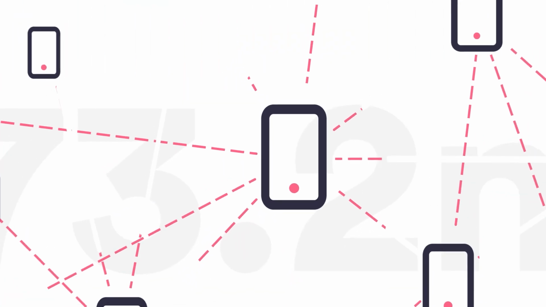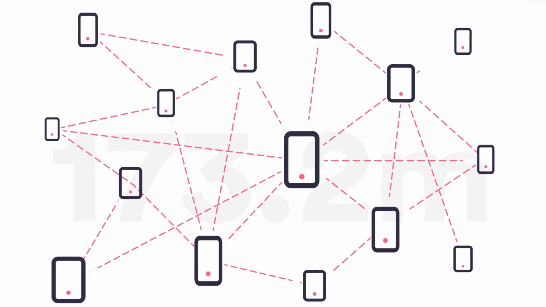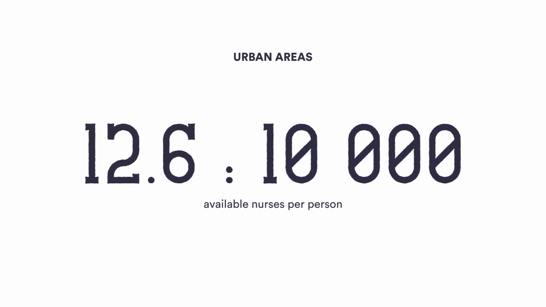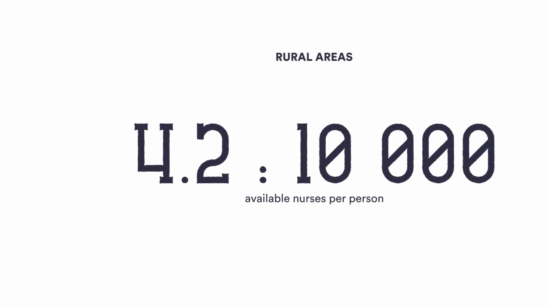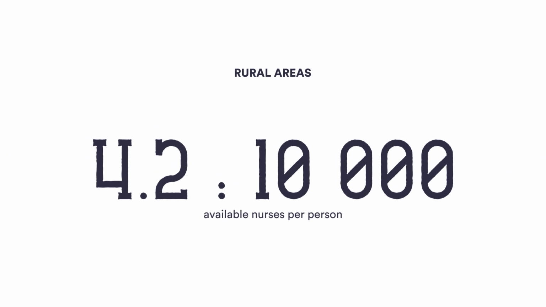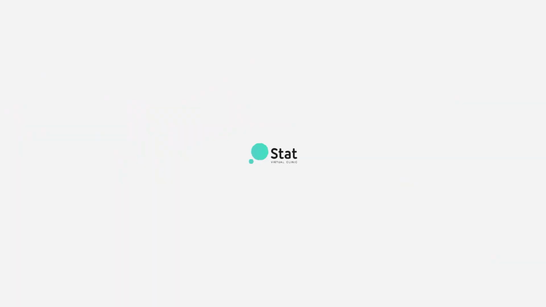Easy access to healthcare. There are 173.2 million phones connected in the Philippines right now, according to Digital 2020. Moreover, our country's nurse-to-patient ratio is as low as 12.6 nurses per 10,000 people. What's worse is, in the rural areas, the number goes down to 4.2 nurses per 10,000 people. The quality of your healthcare depends on the size of your pocket. Well, we at STAT are changing that.